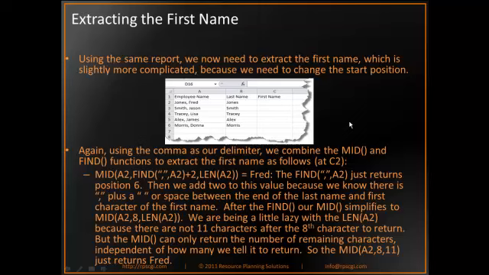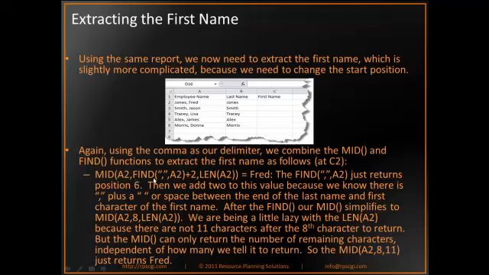Okay, so now that we got the last name, now we need to extract out the first name, and it's basically the same process, maybe a little bit more complicated, but not much. So as you can see here, we're just using the same report. We got all the last names all parsed out just the way we want it to, and we're going to use the MID function again. Only this time we don't want it to start the extraction at character 1. We got to figure out where we want it to start.